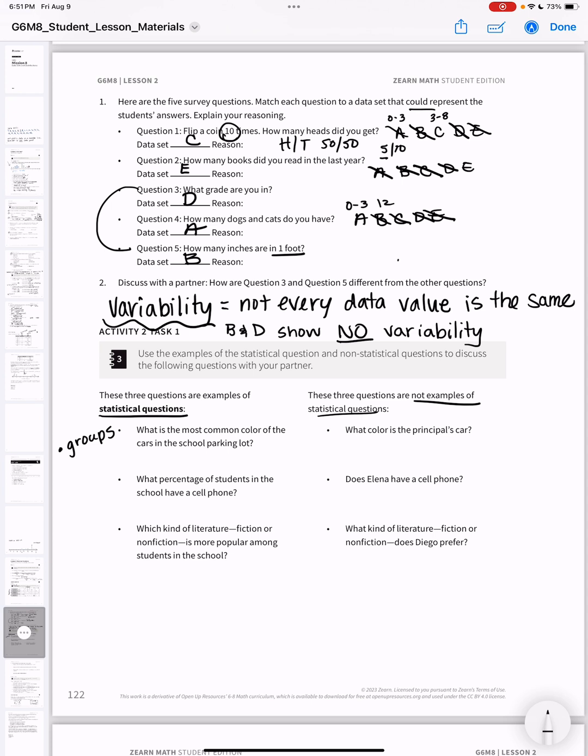These also take work to answer. They're not easy. You have to survey people. You have to talk to multiple people to figure out what's the most common color of the cars in the school parking lot. So you have to gather and study data.